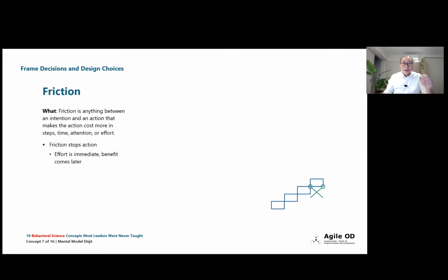Friction stops action because the effort is immediate, while the benefit comes later, delayed gratification. It costs us now. It taxes us. Removing friction is an established practice in process management. Lean works to reduce muda and muri. Agile teams remove impediments. Many of you are familiar, right?